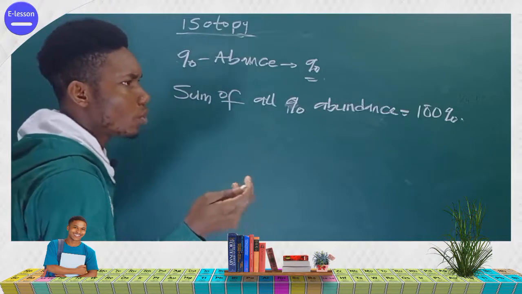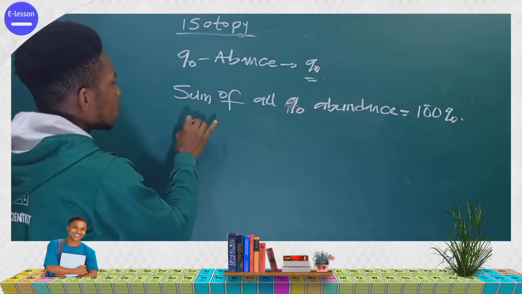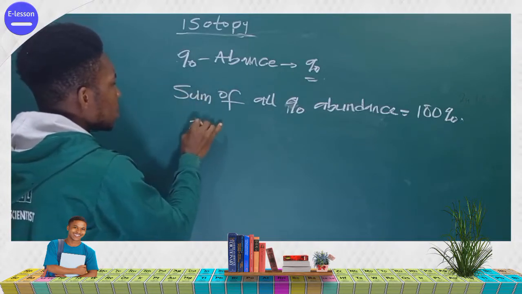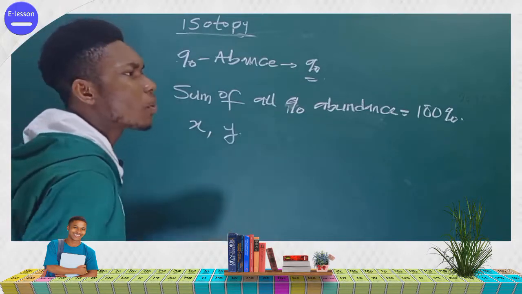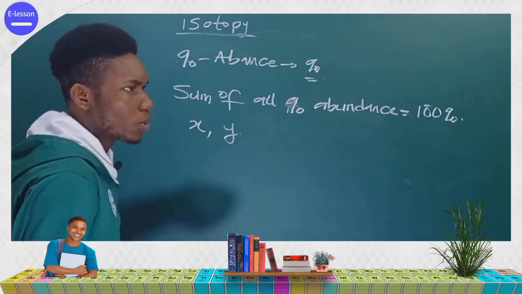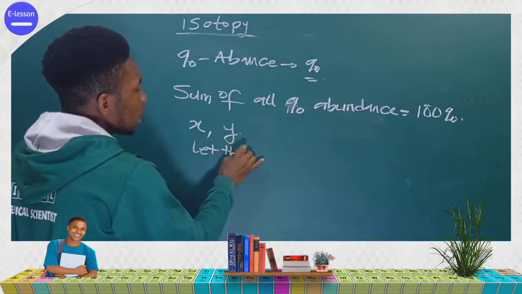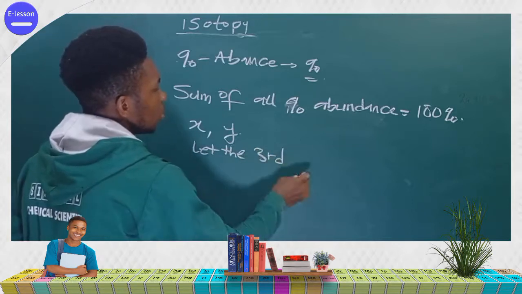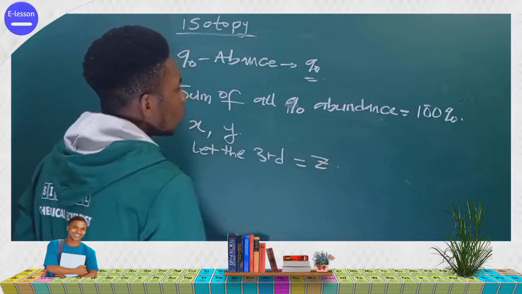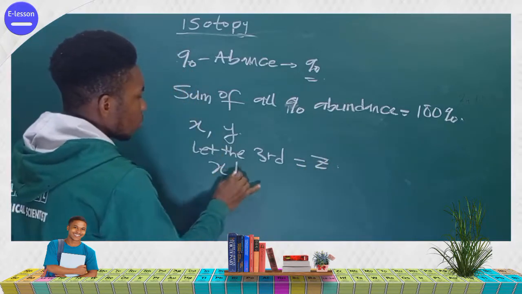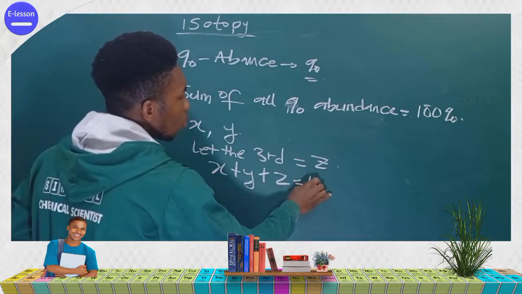For instance, they gave you an element and three isotopes. Let's say the percentage abundances are X and Y. And you may be asked to find the percentage abundance of the third isotope, because there are three. Now you can say, let the percentage abundance of the third be equal to Z. Now we know that X plus Y plus Z must be equal to 100.